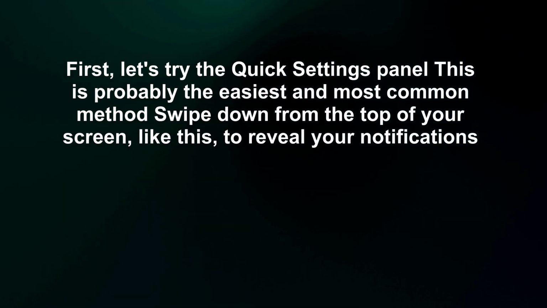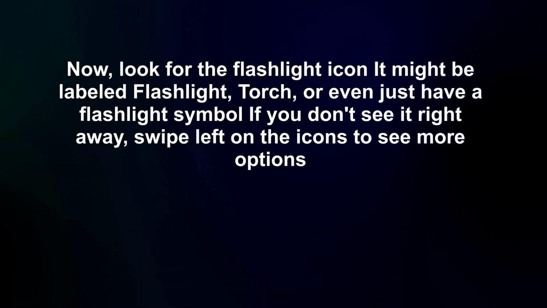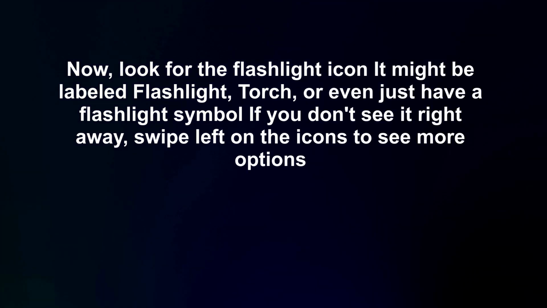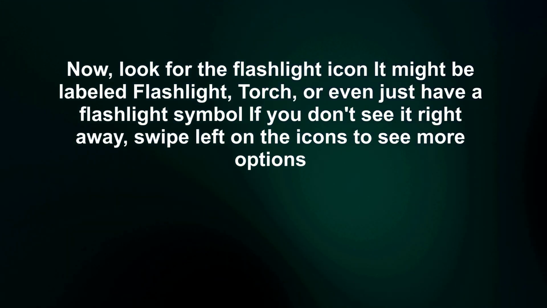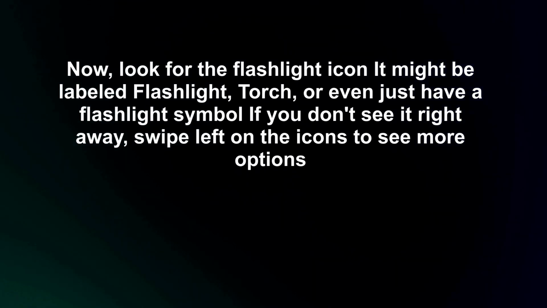Swipe down from the top of your screen, like this, to reveal your notifications. Now, look for the flashlight icon. It might be labeled flashlight, torch, or even just have a flashlight symbol. If you don't see it right away, swipe left on the icons to see more options.